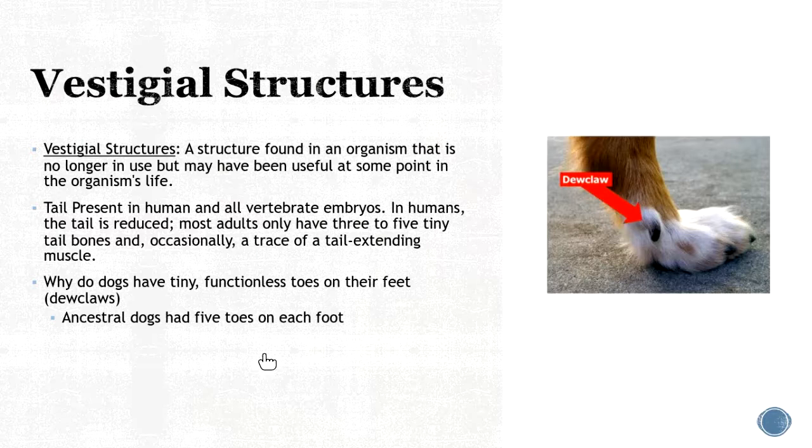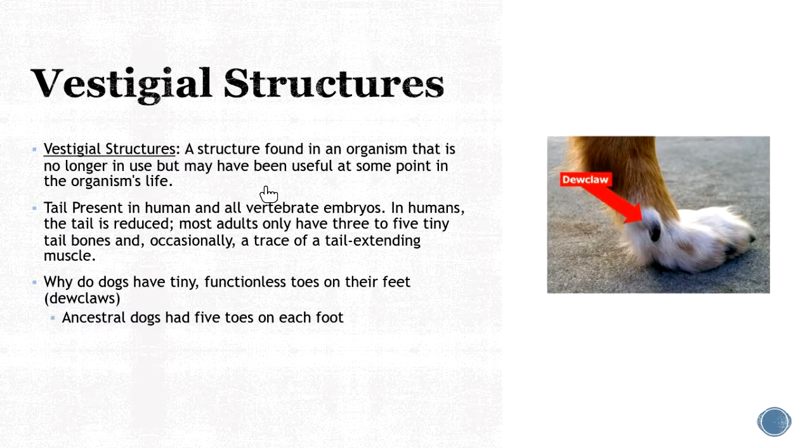Now, vestigial structures are structures that are kept around that no longer have use, but they just never got rid of. Dew claws in dogs are a prime example. So it was thought that ancestral dogs might have had 5 toes on 1 foot, and the dew claw is a residual of that 5th toe. They have no function, no point to being there.